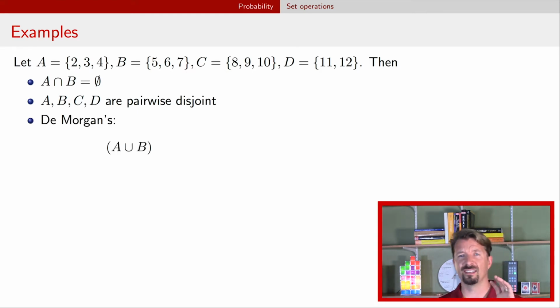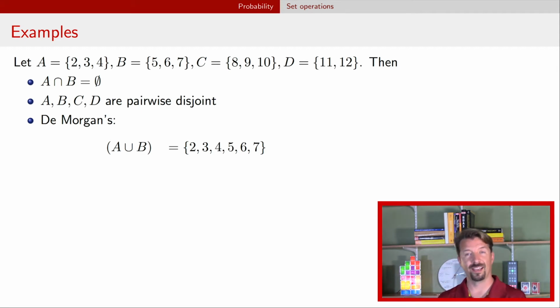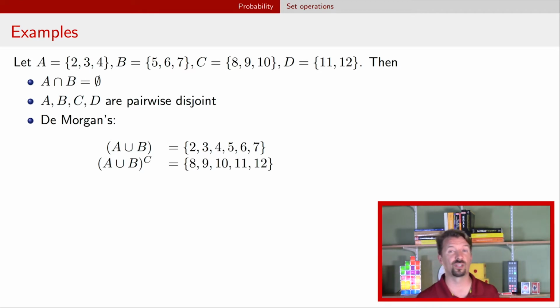Here you could use De Morgan's laws. Here we have A union B, so that's just the integers 2, 3, 4, 5, 6, 7. If we take their complement, we're thinking about this in this sample space 2 to 12. So the complement then is going to be 8, 9, 10, 11, 12. So that was the left-hand side of De Morgan's law from the previous slide. Now we're going to do the right-hand side.